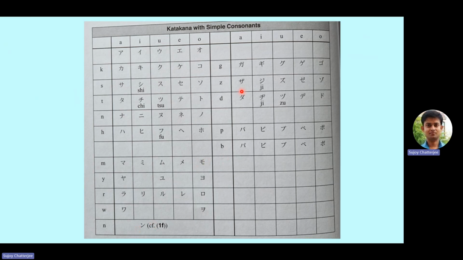And these are the dakuon and handakuon. So ga, gi, gu, ge, go, za, ji, zu, ze, zo, da, ji, zu, de, do, pa, pi, pu, pe, po, ba, bi, bu, be, bo. So the same characters and same sounds that we had in hiragana, it's still the same in katakana.